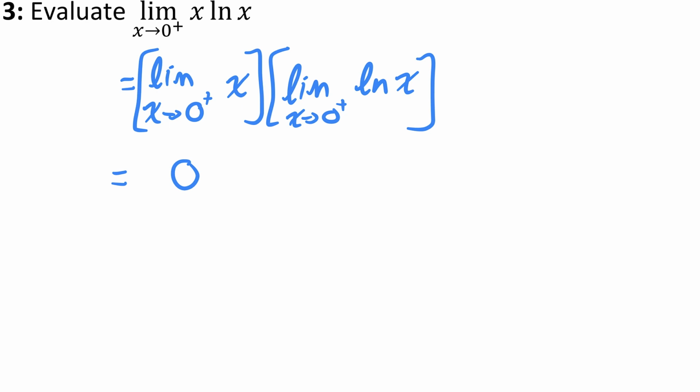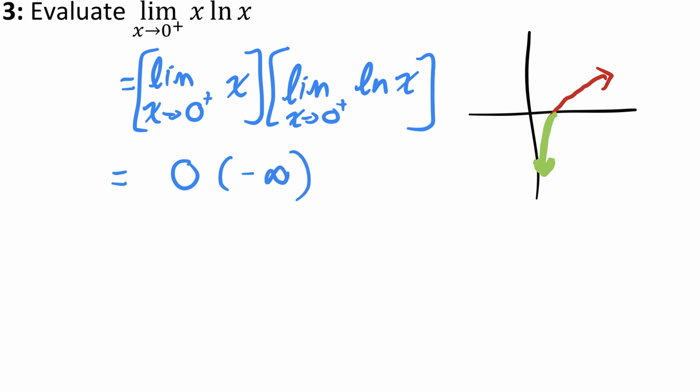And as x approaches 0 from the right, let's look at what ln x would be approaching. We could choose a test value, or I know what the graph of ln x looks like. Ln x has a vertical asymptote at x equals 0. It looks something like this. So I know for this function, as I approach the x value of 0 from the right, the function is going infinitely low. So I know the limit of ln x as x approaches 0 from the right is negative infinity.